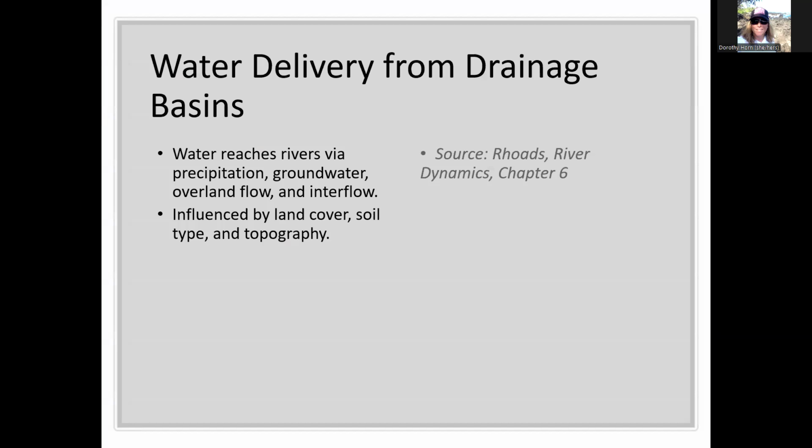So we see a lot of water delivery from the different drainage basins. So you have to look at your drainage basin and see where precipitation is going to come through, where the groundwater stash is, right? Any overland flow that might happen. What does your land cover look like? And the topography, is it flat? What's the slope look like? What does the soil look like around it?